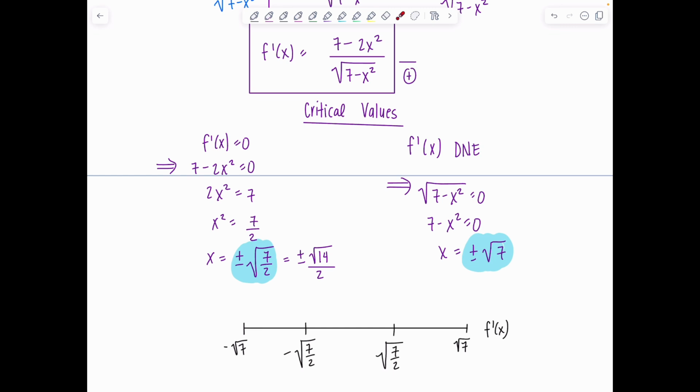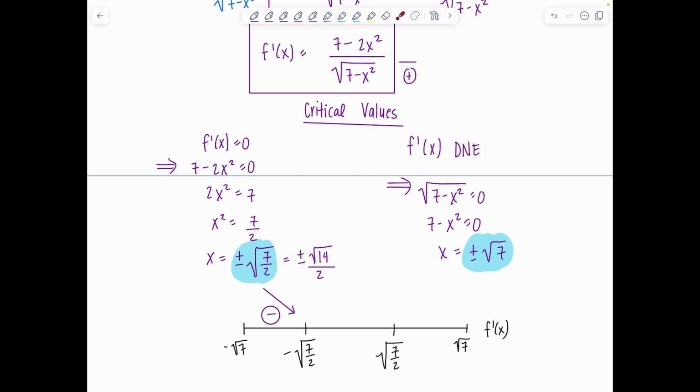Now we said we were testing negative 2. Negative 2 squared, that's going to be 4. 2 times 4 is 8. I already did the next step in my head. So 7 minus 8, that's going to be negative in the numerator. So negative f prime, which means the function's decreasing.